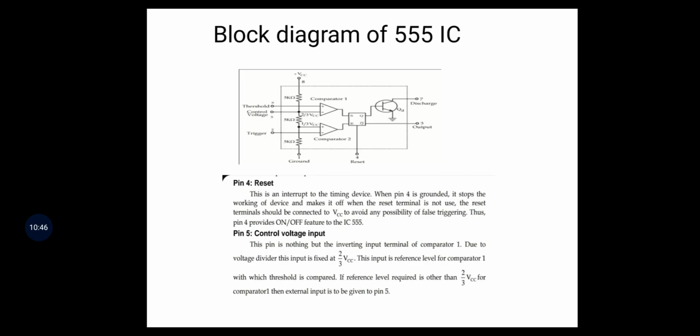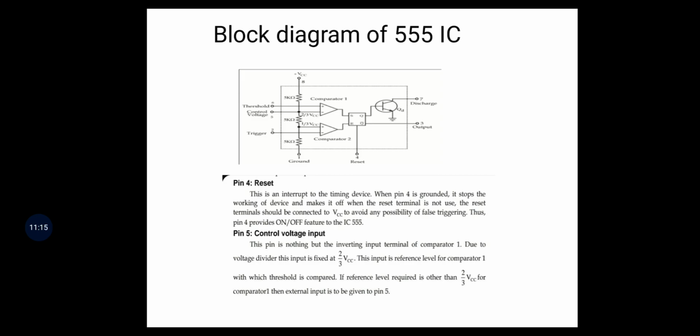And if you connect the reset pin to 0, its function stops. Thus, pin 4 provides on-off features to the IC 555. Next pin is pin 5. Pin 5 is control voltage.